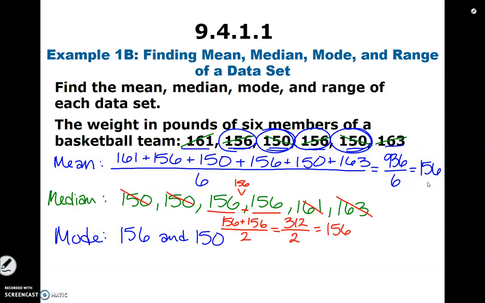And finally, the range. Range is the largest, which we said was 163, minus the smallest, which was 150. So your range is just 13 pounds.